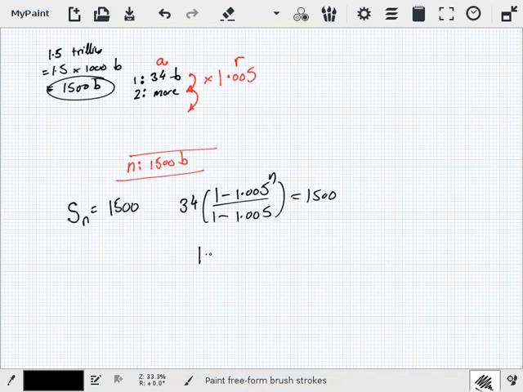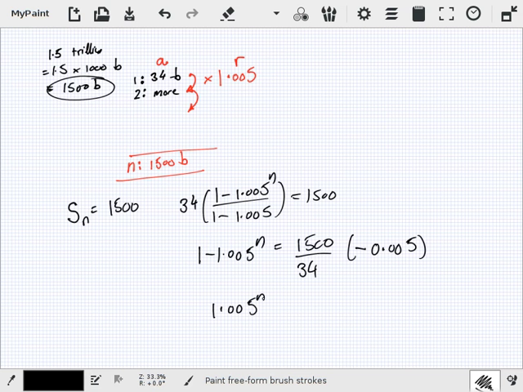So that is 1 minus 1.005 to the power n will equal 1,500 divided by 34 times minus 0.005. Okay, so that is 1.005 to the power n. Bring that to the right, bring that to the left: 1 plus 0.005 times 1,500 over 34. I won't use the calculator just yet because I want to be as exact as possible. So there's only one thing left to do, which is to figure out the n.